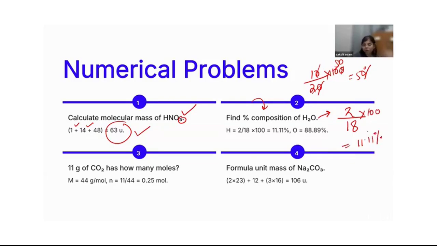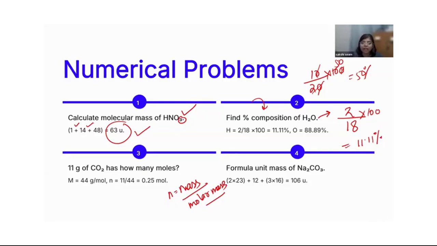So there are questions asked about the percentage composition. Then there are questions asked about the number of moles. How do we calculate the number of moles? Very easy. Number of moles is equal to mass by molar mass, okay? Basically, a mole is a fixed quantity, like a dozen. If I have 6 bananas, that is how many dozen? You will do 6 by 12, that is 0.5 dozens, right?